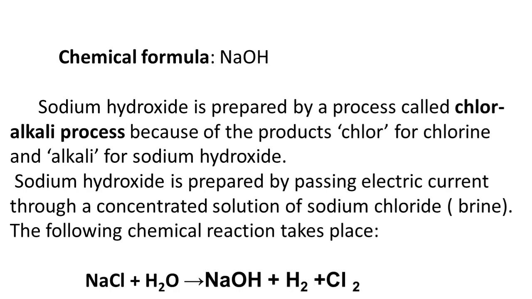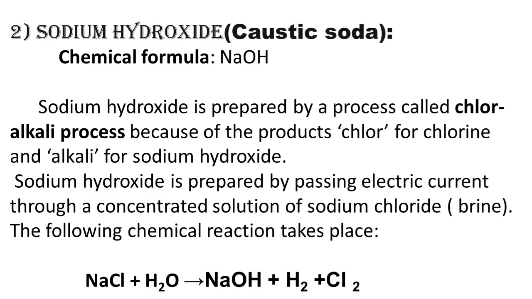Now, the next important salt you are going to study here is sodium hydroxide, which is commonly known as caustic soda, and whose formula is NaOH. You already know that one. This particular salt is popularly known as an alkali because it gets dissolved in water. Now this salt is prepared by a process called the chlor-alkali process. In this word chlor-alkali, there are two important words: chlor, for chlorine, and alkali, for NaOH.